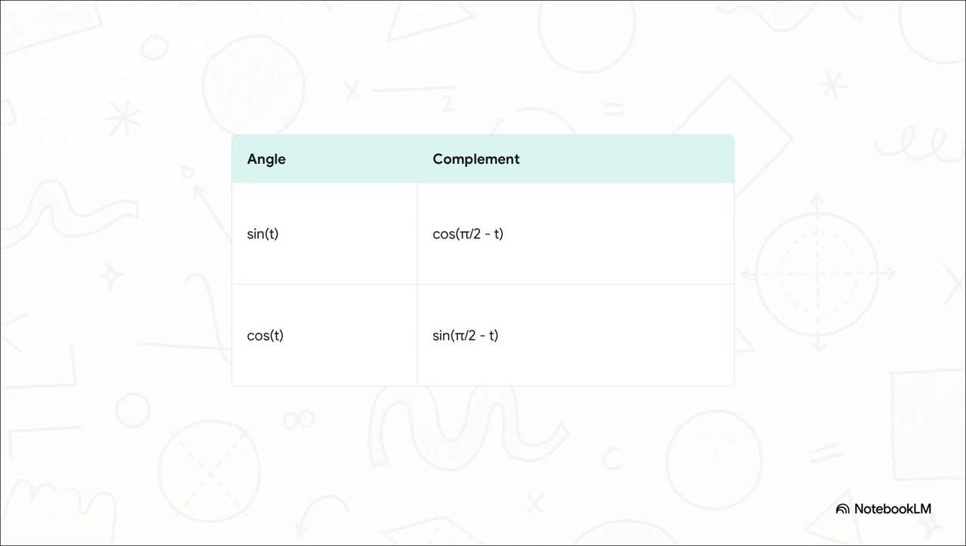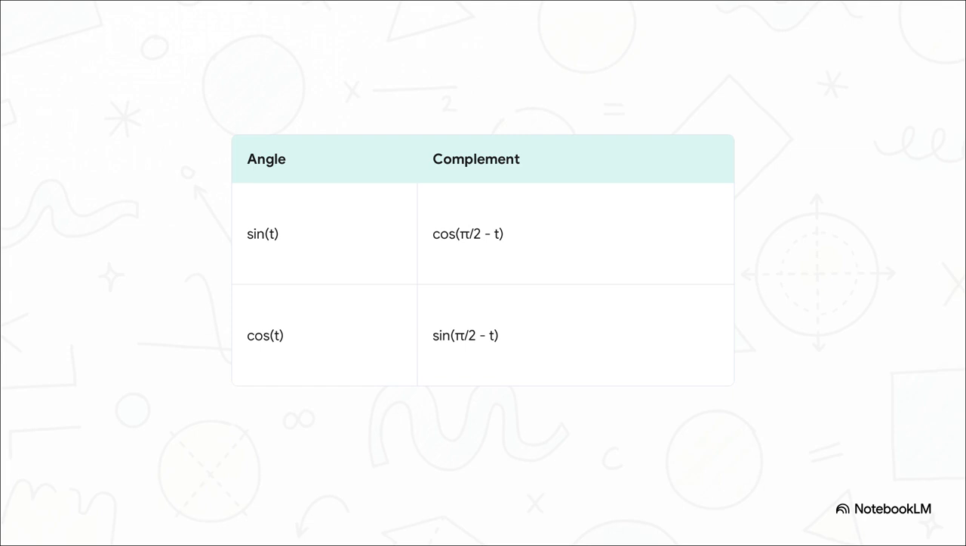Think about the two non-right angles in a right triangle. Since all the angles in a triangle must add up to 180 degrees, and the right angle obviously takes up 90, those two acute angles must add up to 90 degrees, or in radians, pi over 2. They are complementary. Because of this exact geometry, the side opposite to one angle is the exact same side adjacent to the other.